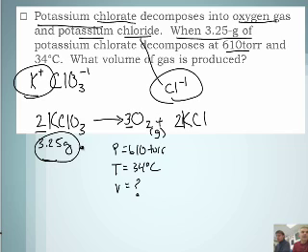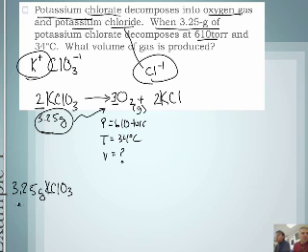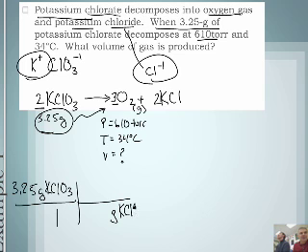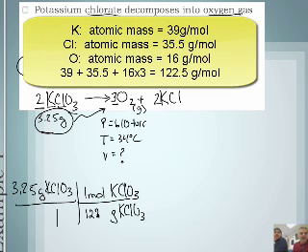So I'm going to take these 3.25 grams and convert to moles of oxygen gas. Watch what I do. I'll say 3.25 grams of KClO3 over 1. Now don't tell me you know the molar mass of KClO3 off the top of your head. 122.5 grams of KClO3 to 1 mole. K plus Cl plus 3 O's adds up to 122.5.